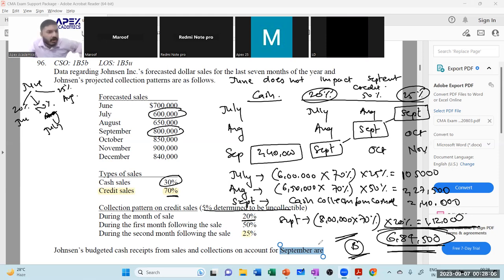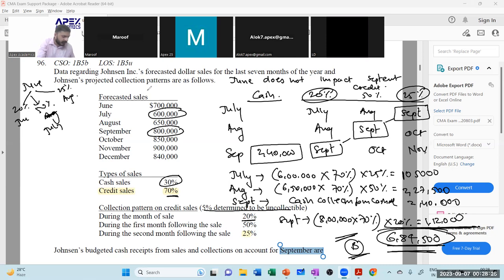5,72,500 is unfortunately wrong. Apex 25, Tanna, you are correct. Alok, I hope you have understood the mistake that has been made. Yes, sir, understood. What went wrong? I didn't see the credit sale of September. Of September. That is why you are 1,12,000 short. So 684,000 minus 1,12,000. Your answer was 572? Yes, sir. Okay, at least you understood the mistake.